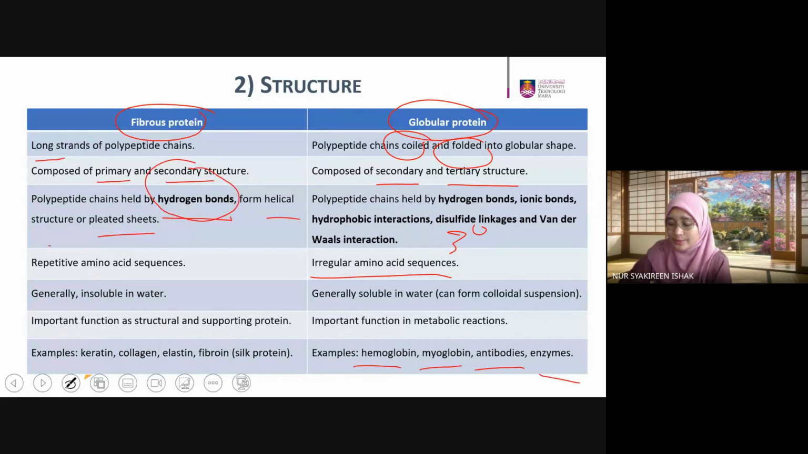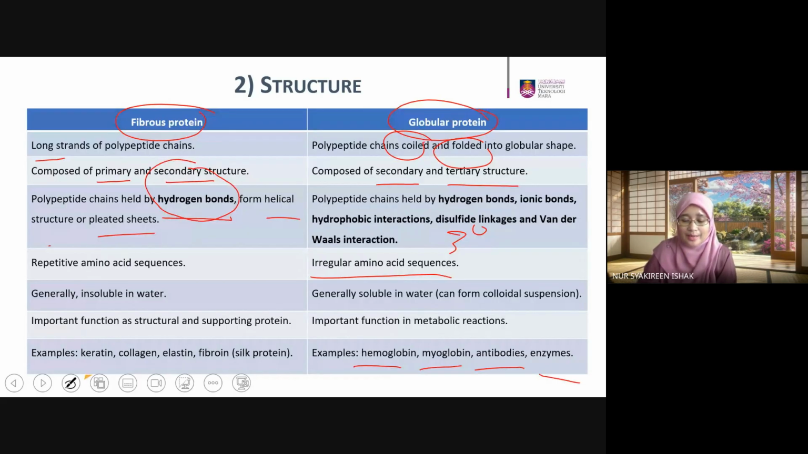Soluble in water, and then important function in metabolic reactions. For example, here we have hemoglobin, myoglobin, antibody, and also enzymes. And as for the fibrous protein, they are fibrous. The property of fibrous is that it cannot dissolve in water. Okay, cannot dissolve. So long strands of polypeptide chain composed of primary and secondary structures. Okay.